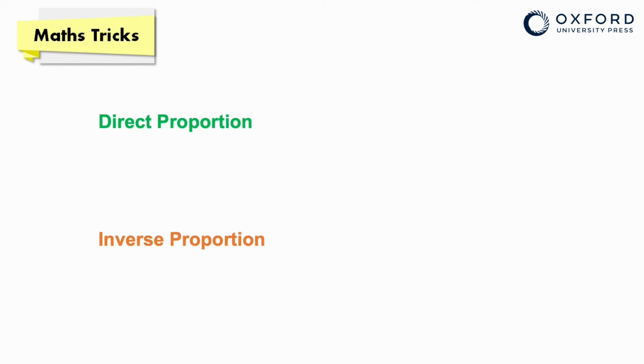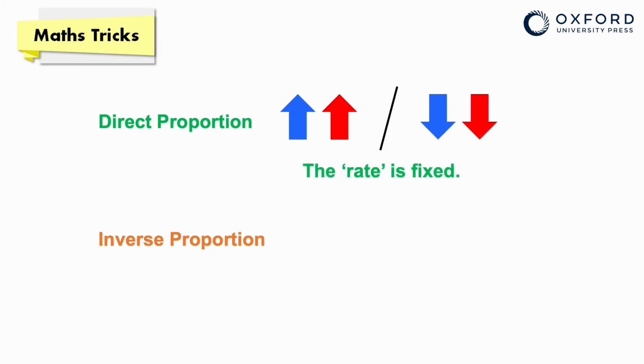In Chapter 8, one of the important skills is to determine whether two quantities are in direct proportion or inverse proportion. In a question about proportion, if two quantities increase together or decrease together, they may be in direct proportion. If the rate of the two quantities is fixed, then they are in direct proportion.